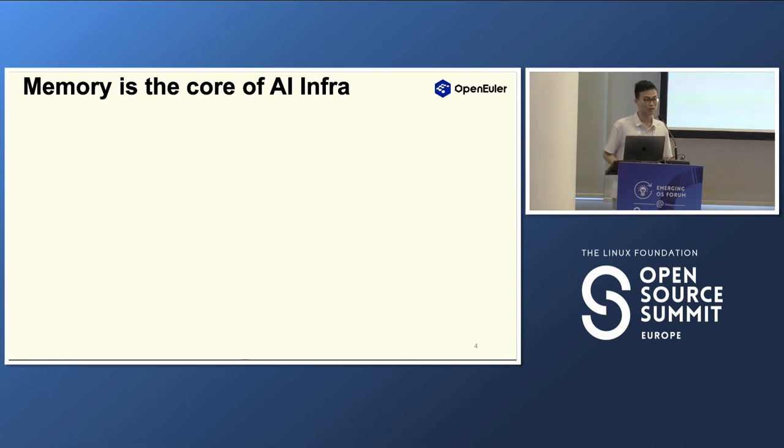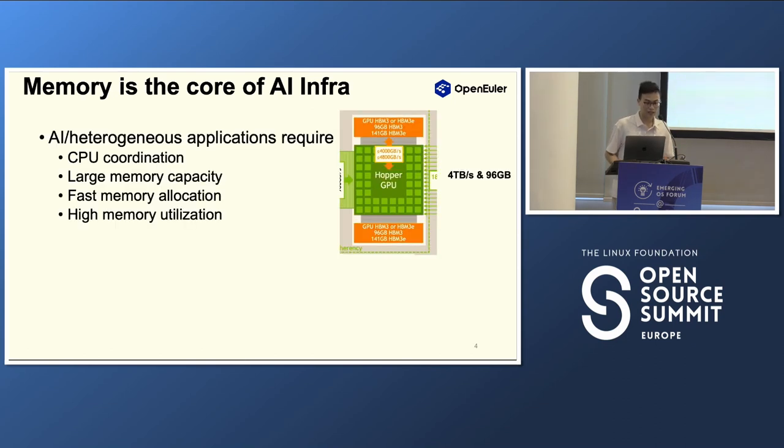So memory is indeed the core of AI infrastructure. As you can see, AI and heterogeneous applications require CPU coordination because the domain-specific accelerators cannot do all kinds of jobs. We still need to use general-purpose CPUs for other tasks. At the same time, they require a huge amount of memory to process a large volume of data, and they need quite fast memory allocation speed and high memory utilization because HBM is so scarce. As you can see from the Hopper GPU, which is the most advanced accelerator at this moment, I guess, it only has around 100 gigabytes of HBM.